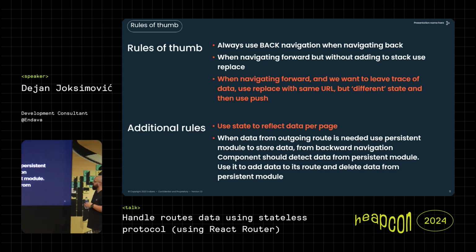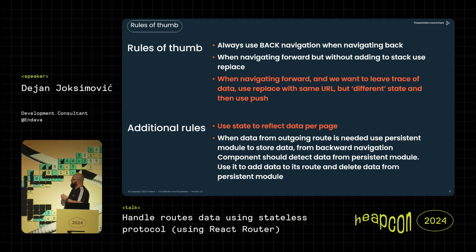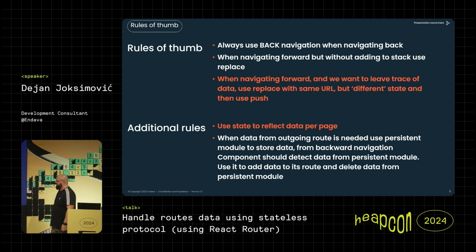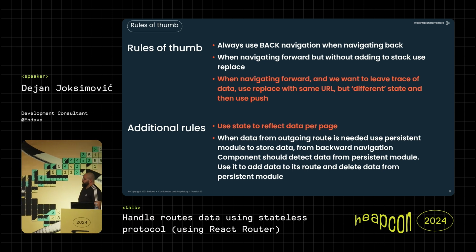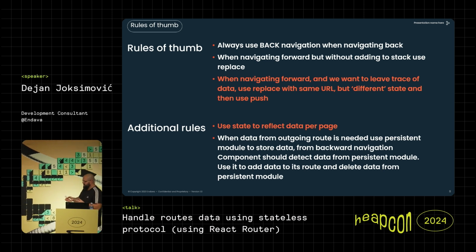So what do we want to do? We want to do something like this. We want to store data temporarily, that's the keyword, into Redux or MobX or any persistent module, any global variable, if you like. Why? Because we need to store it temporarily somewhere. Then we want to do a back.